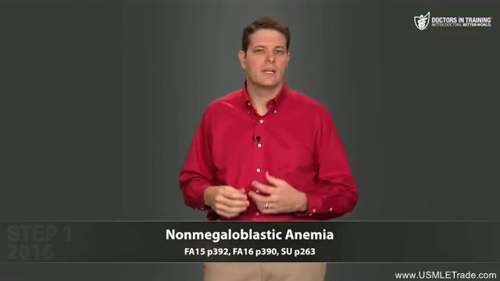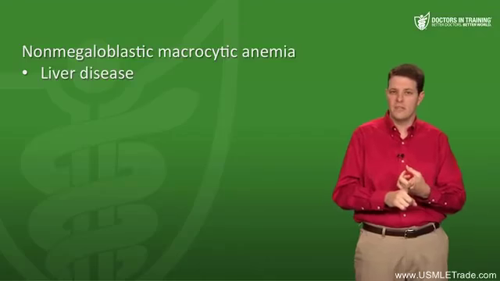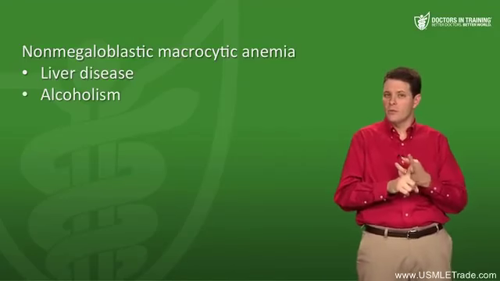And then what about macrocytic anemia that's not classified as megaloblastic? So most of the time when you see macrocytosis, it's going to be megaloblastic anemia, but sometimes it's not. So what are the kinds of things that cause macrocytic anemia where you don't have those hypersegmented neutrophils like you do with B12 or folic acid deficiency? Well, you can see that with liver disease, or with alcoholism due to bone marrow suppression.